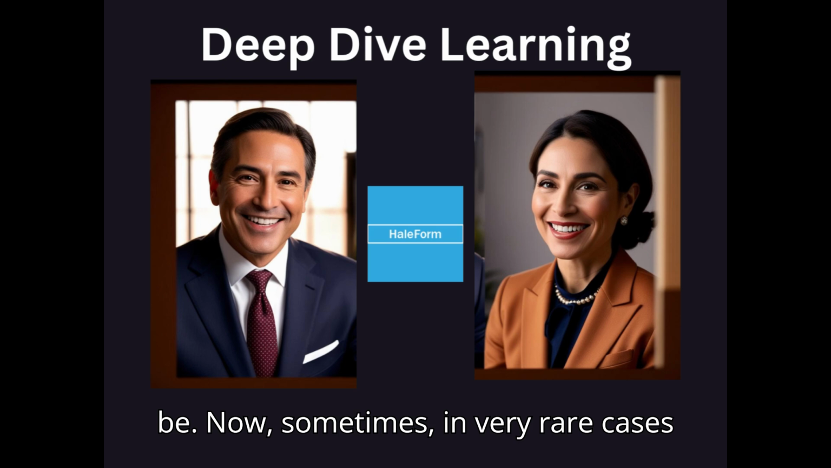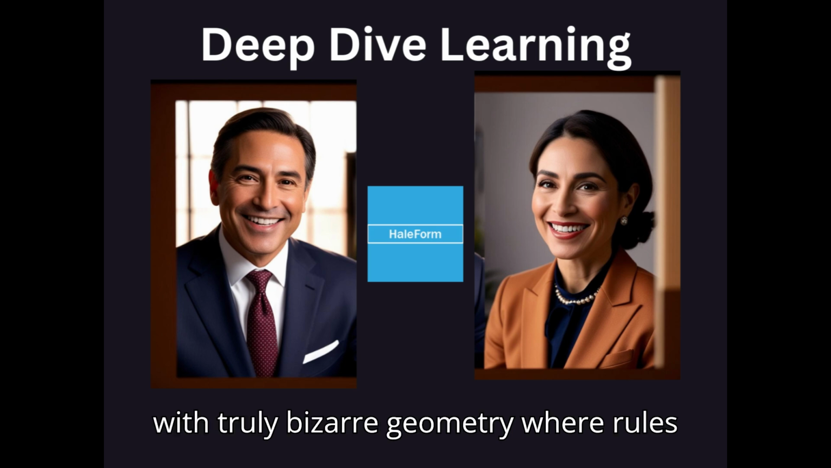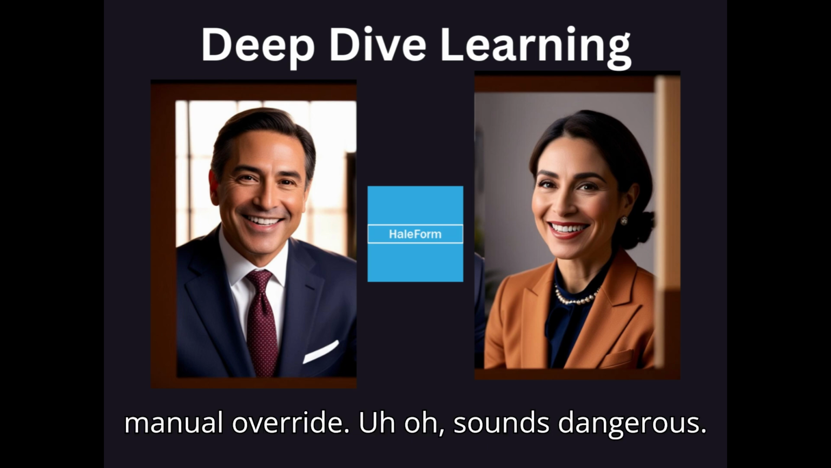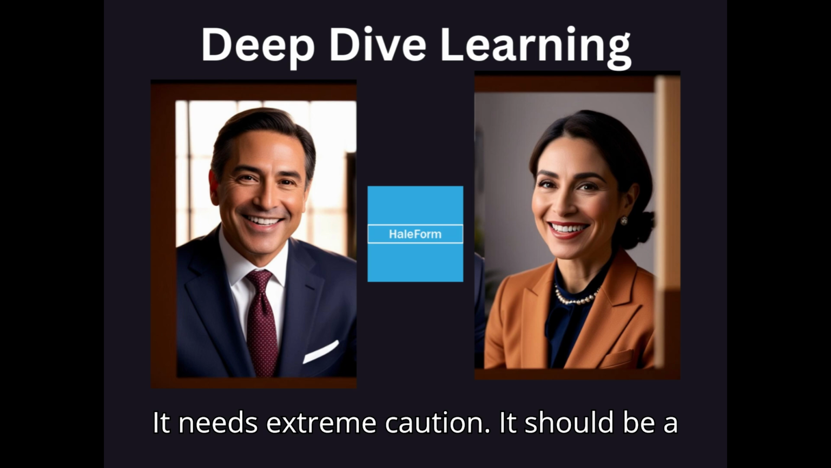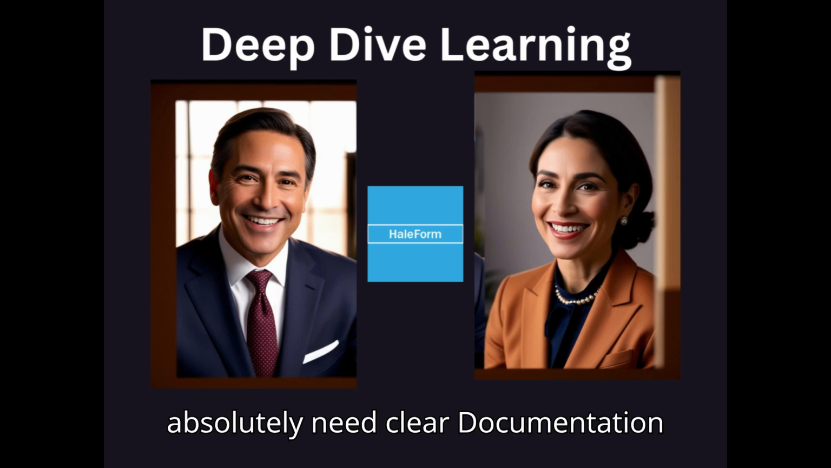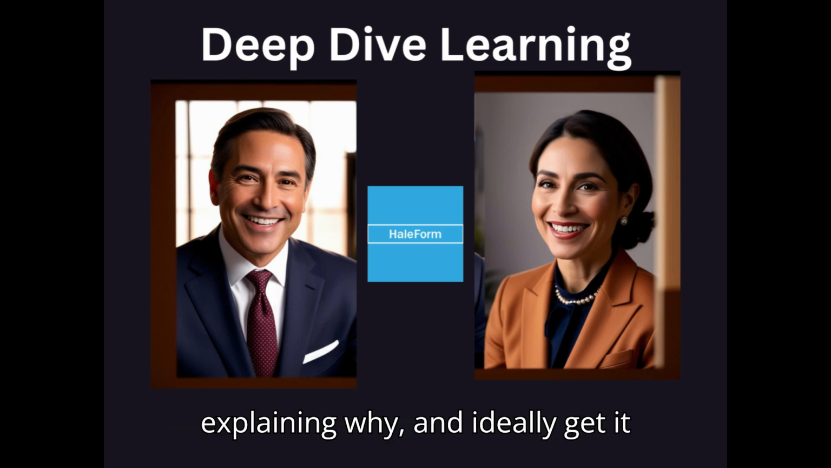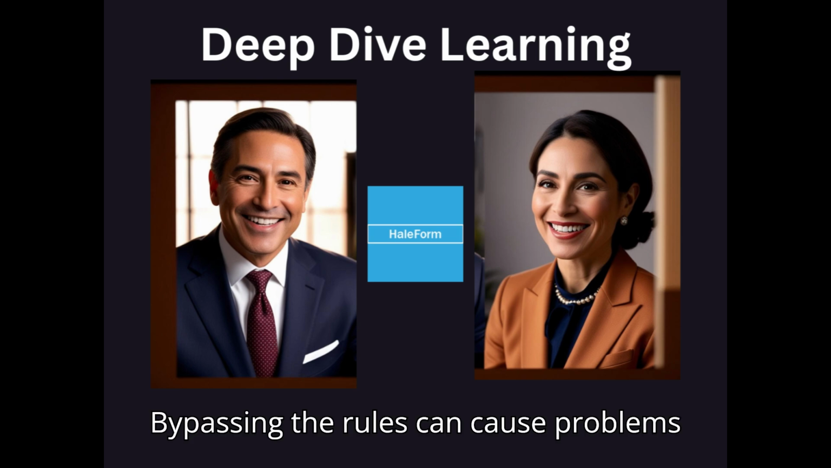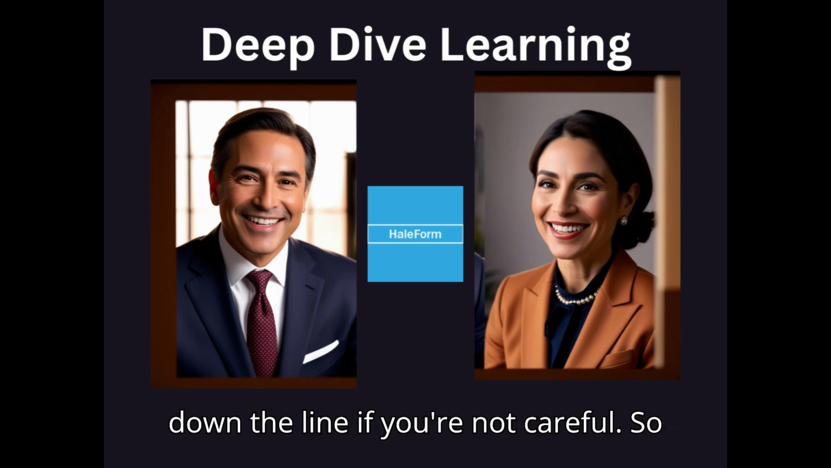Should be. Now, sometimes, in very rare cases with truly bizarre geometry where rules consistently fail, you might consider a manual override. Uh-oh, sounds dangerous. It needs extreme caution. It should be a last resort, really. If you do it, you absolutely need clear documentation explaining why, and ideally get it reviewed by an experienced user or admin. Bypassing the rules can cause problems down the line if you're not careful.